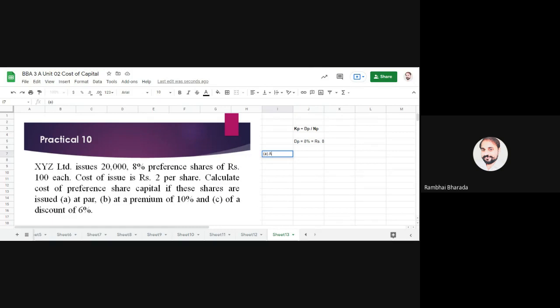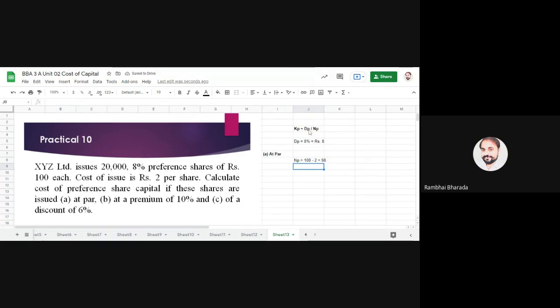First option at par. Here at par means no premium, no discount. Okay, so in that case, NP is equal to 100 minus 2 is equal to 98. Are we clear about 98?